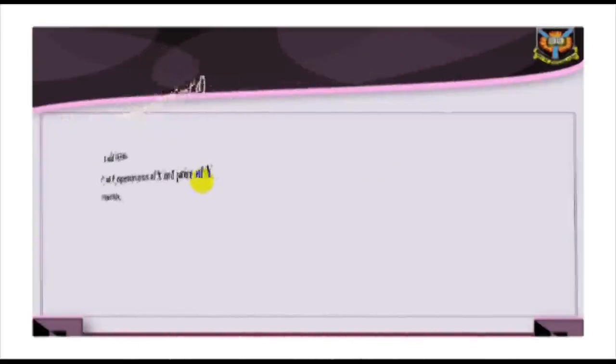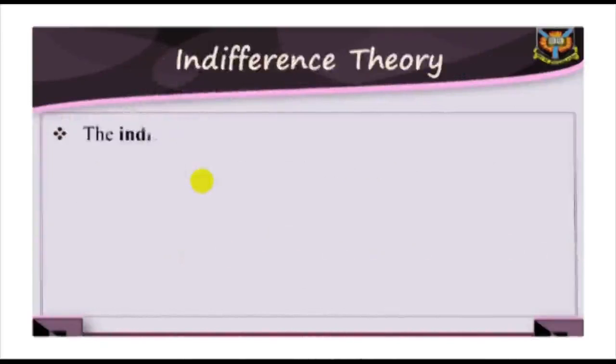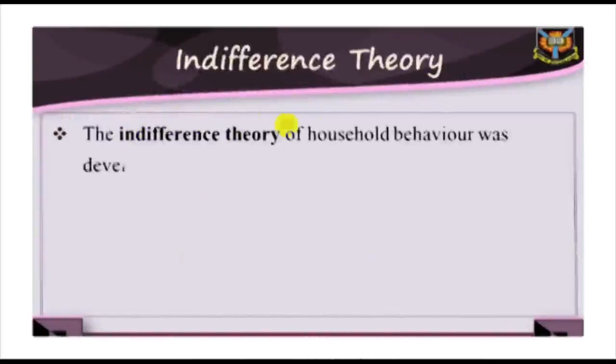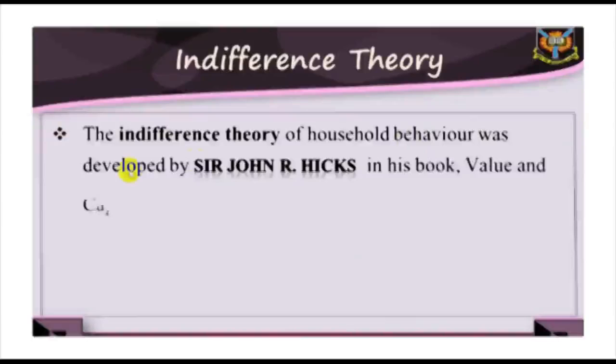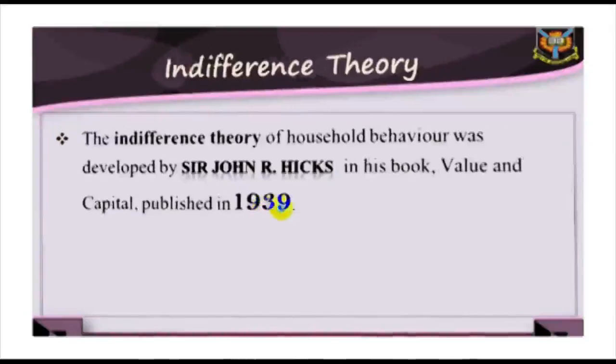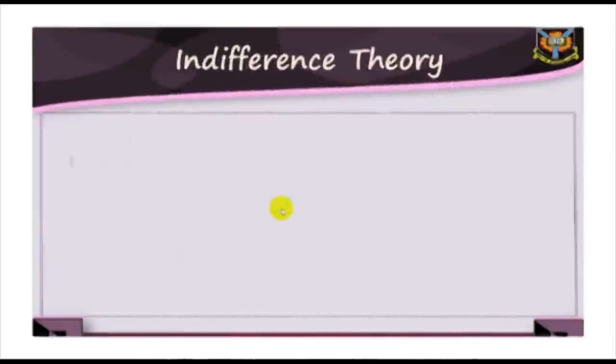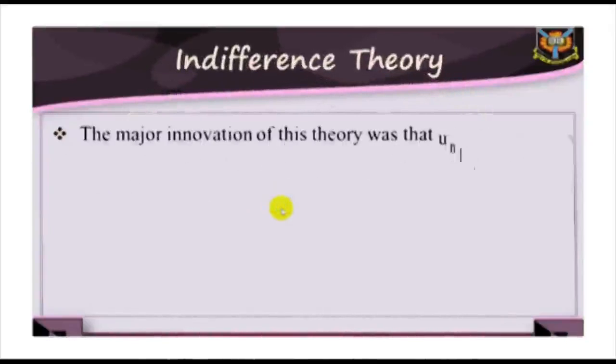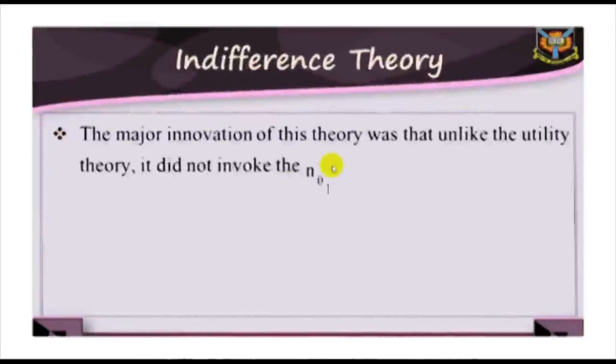The indifference theory of household behavior was developed by Sir John R. Hicks in his book Value and Capital, published in 1939. The major innovation of this theory was that, unlike the utility theory, it did not invoke the notion of a measurable concept of utility.